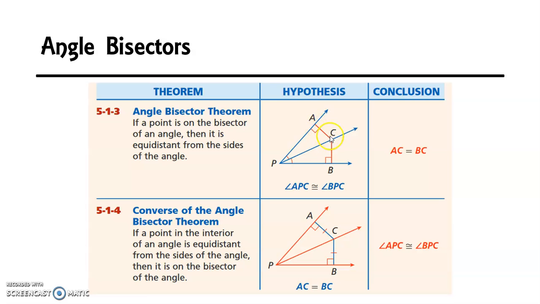So you know that AC is equal to CB. Now the converse says if you know that these 2 parts are equal, then you know that it's an angle bisector. You know this angle is cut in half. Okay? So let's take a look at some examples. Again, remember, it's all about what you know first. If you know the angle is bisected, it's the regular theorem. If you know that you have 2 equal parts, then it's the converse.